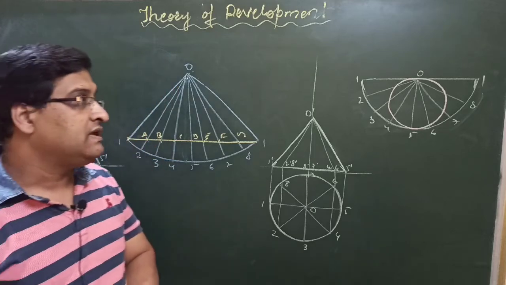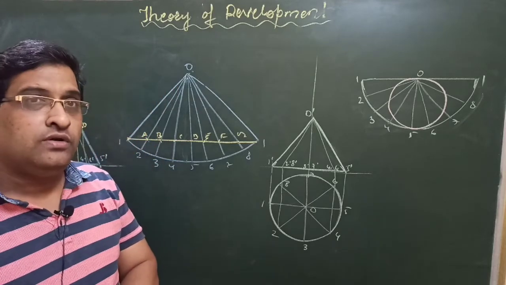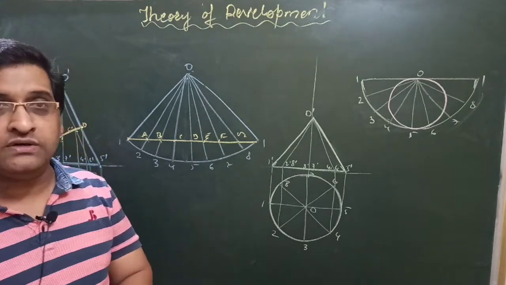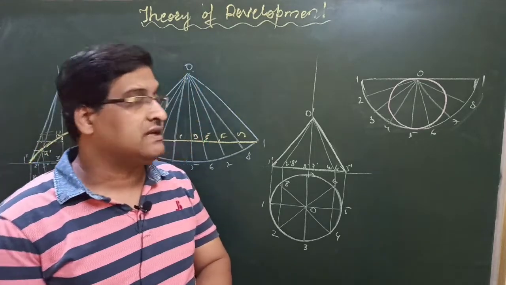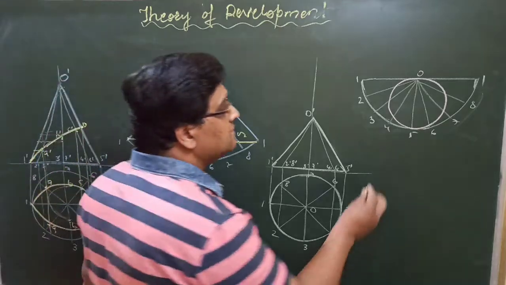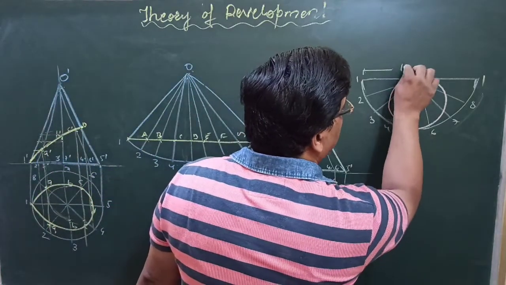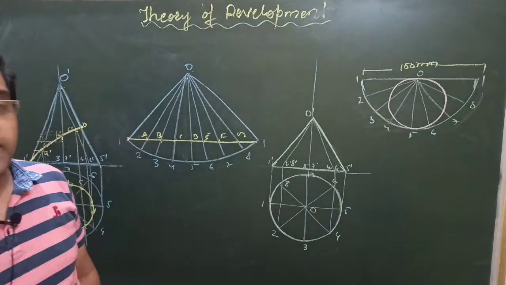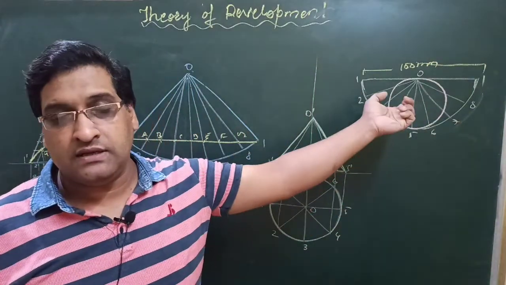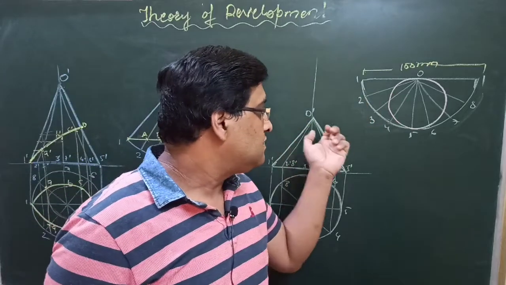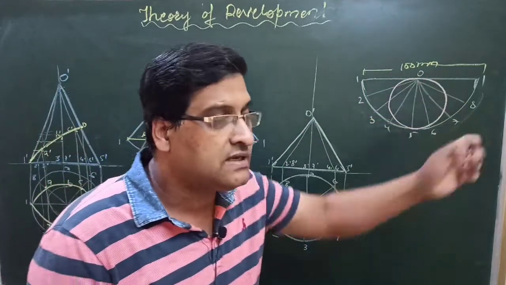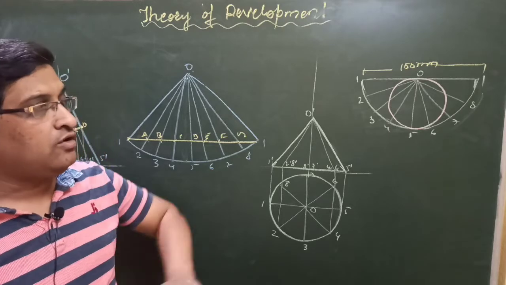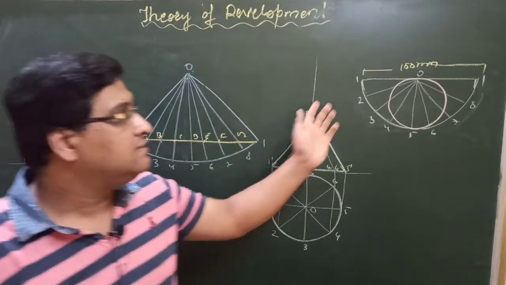The question is that a paper cone is cut along the generator and opened out, and the development is a semicircle of diameter 100 mm, right? So the development of the complete cone is a semicircle of 100 mm diameter. So a paper cone has been opened out, and it is a semicircle.